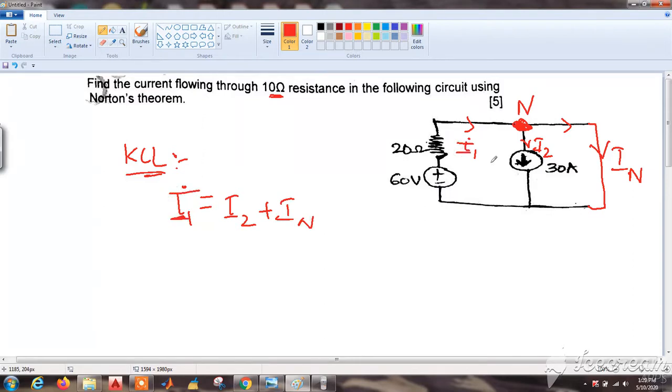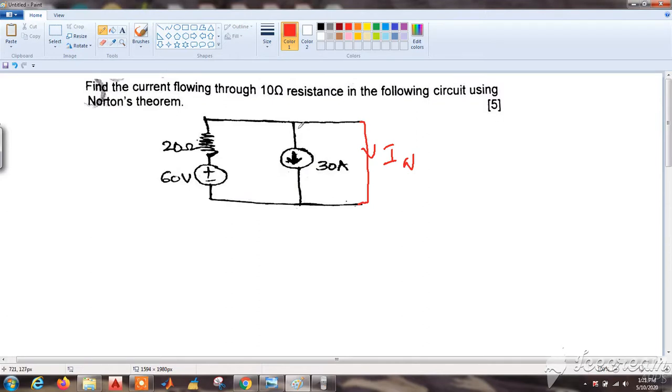Now we can substitute the value of 30 amperes here. I1 is equal to 30 amperes plus IN. Let this be equation number 1. Now as this is a special case in which the current source is in between two branches, we can apply a super mesh. We will take the KVL of this by neglecting the current source coming in between the two branches. This is known as super mesh analysis.